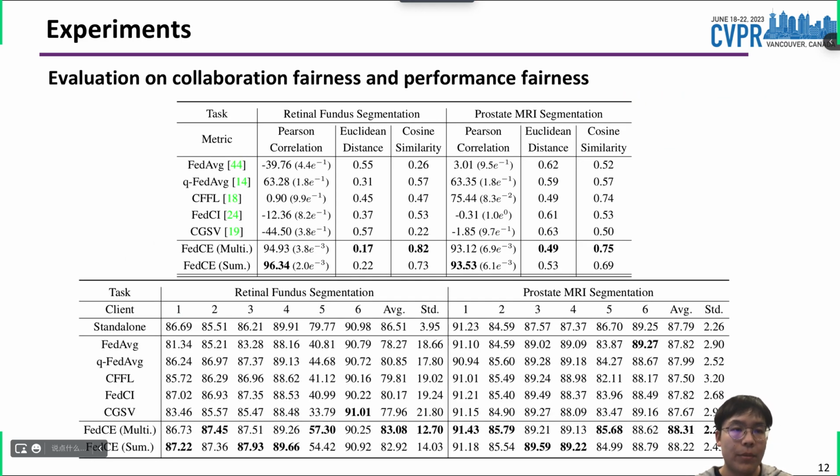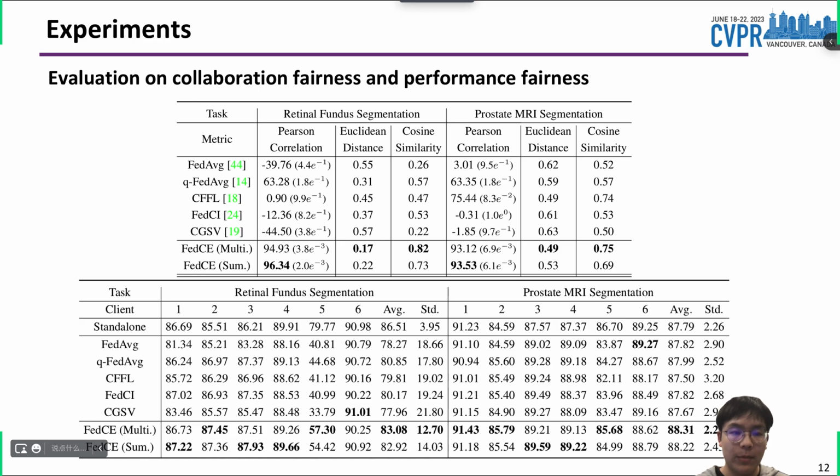We present some measurements for the collaboration fairness and the performance fairness. For the collaboration fairness table, we get the ground truth of each client's contribution by conducting the leave-one-client-out experiment. Then we compare the contribution estimation using our method and all other methods. Here we calculate three metrics between the ground truth contribution and estimated contribution: the Pearson correlation, Euclidean distance, and cosine similarity. We can see our method presents the best measurement of the client contribution.